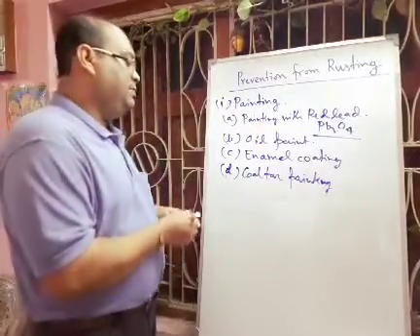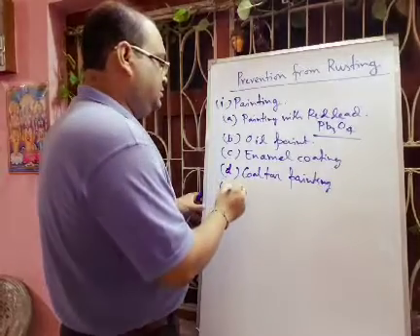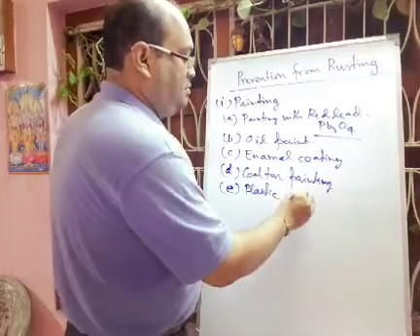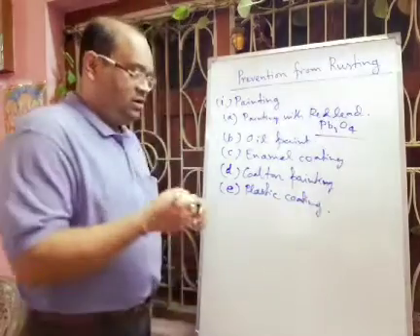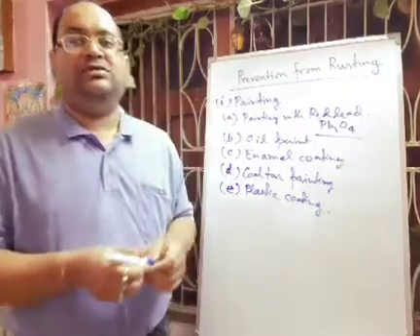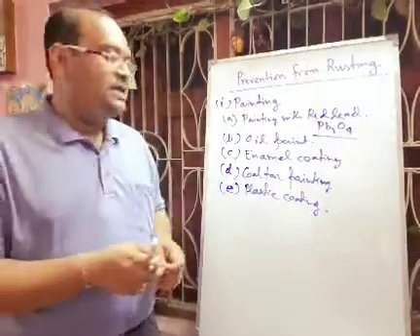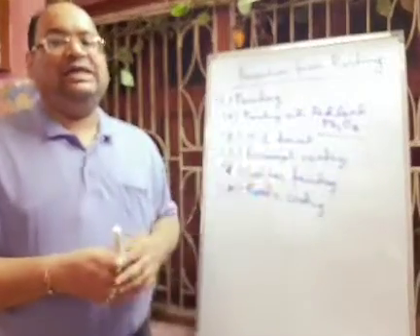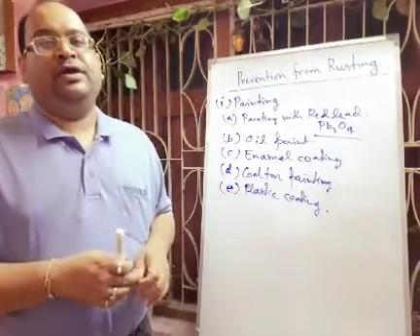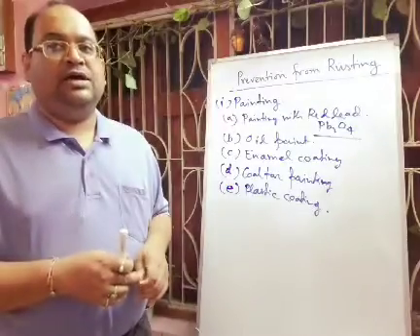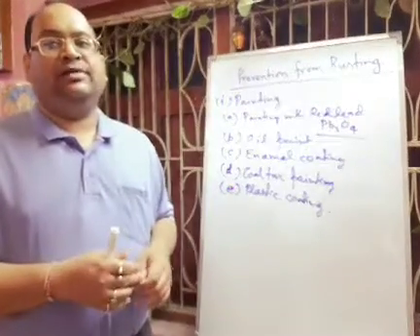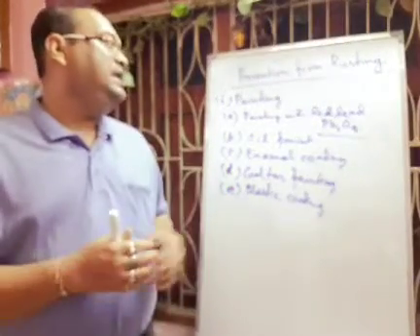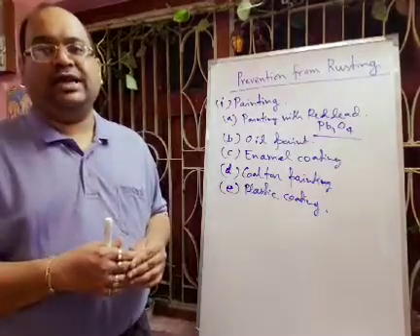Next, we can do plastic coating. All of you know that plastics are resistant, so generally plastic coating is used to cover steel pipelines, and sometimes on iron stands we use this type of plastic coating. This also prevents the iron surface from rusting. Hope you can understand.